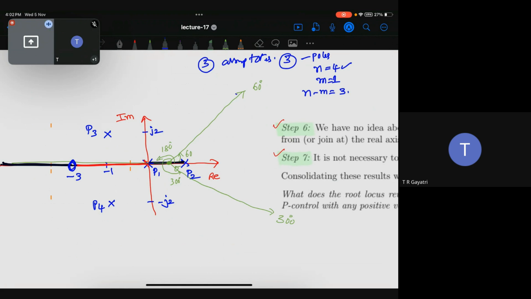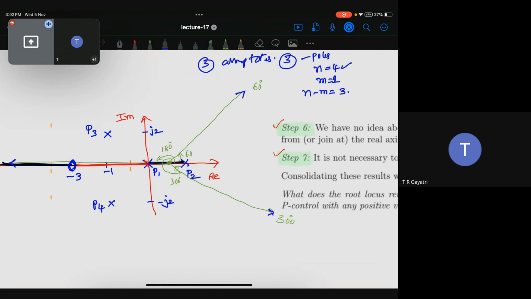So basically the 3 asymptotes will direct these 3 poles. They'll give the direction to go towards that side. Is this clear? So that is the importance of these asymptotes.